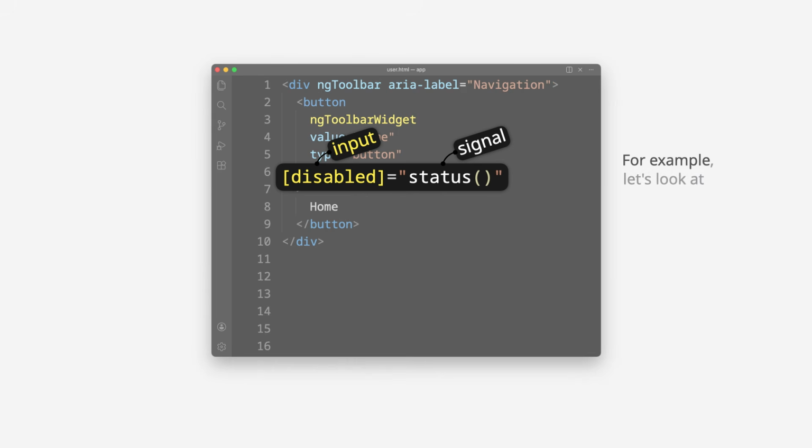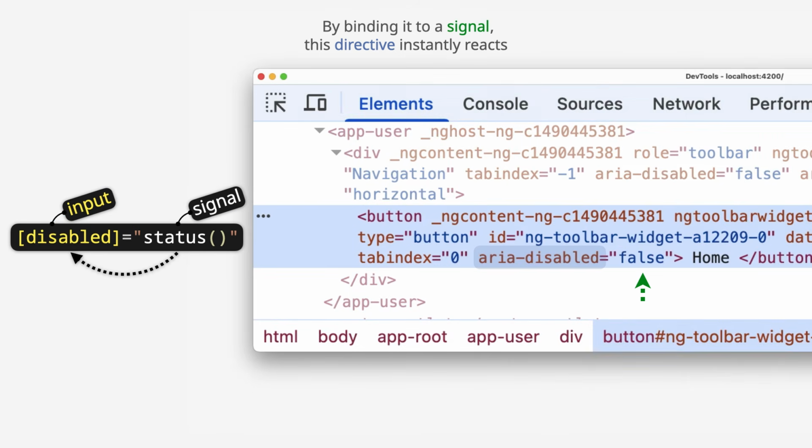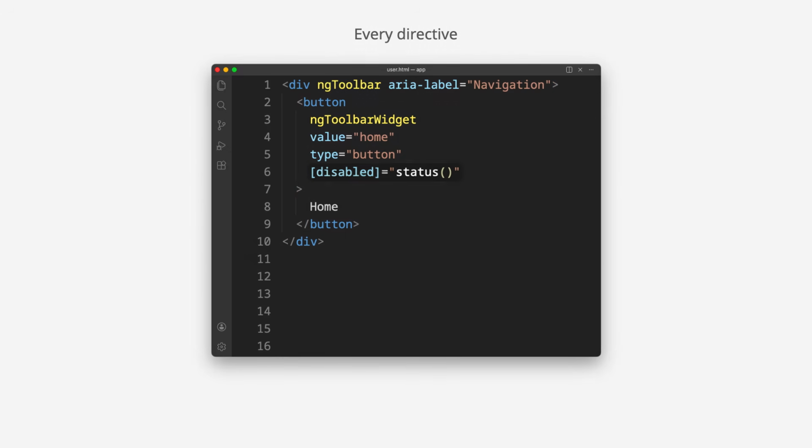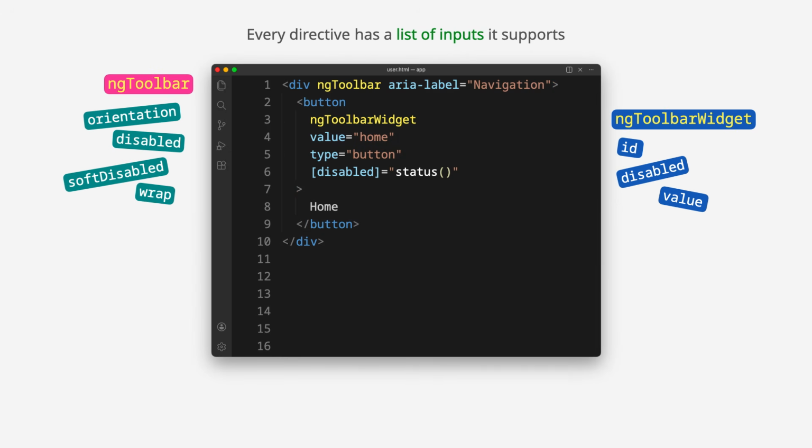For example, let's look at the disabled input. By binding it to a signal, this directive instantly reacts to any signal changes. Signal changes are reflected in this attribute. Every directive has a list of inputs it supports.